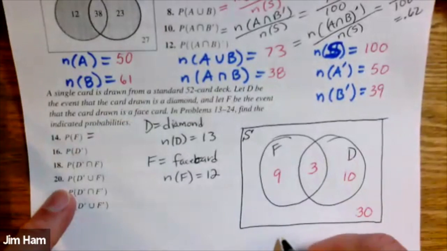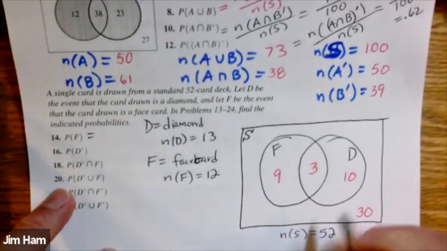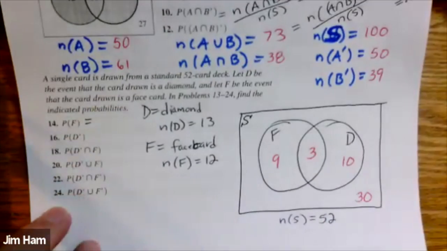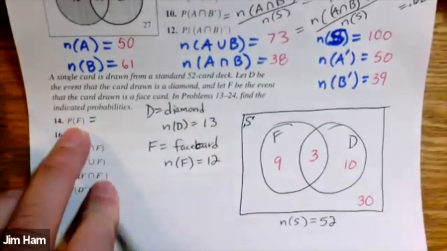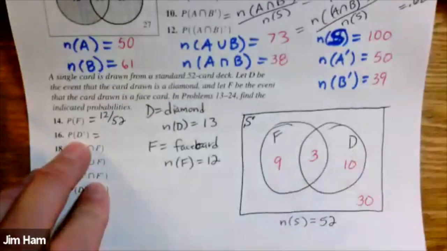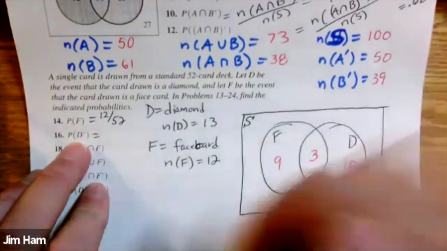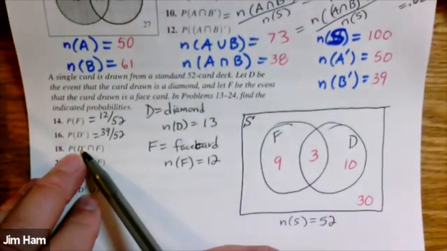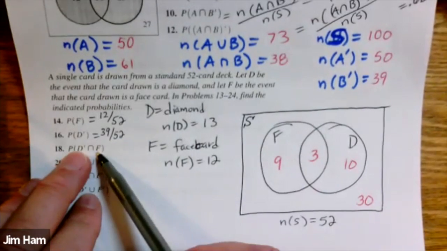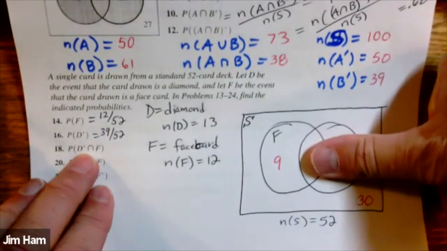So we do know that the number in the sample space is 52 because there's a 52 card deck. So for all of these, the denominator is going to be 52. The probability that we would select a face card, 12 out of 52. The probability that we would select a non-diamond, you can see there are 39 non-diamonds. The probability that we would have a non-diamond and a face card at the same time. Which number are we talking about here?